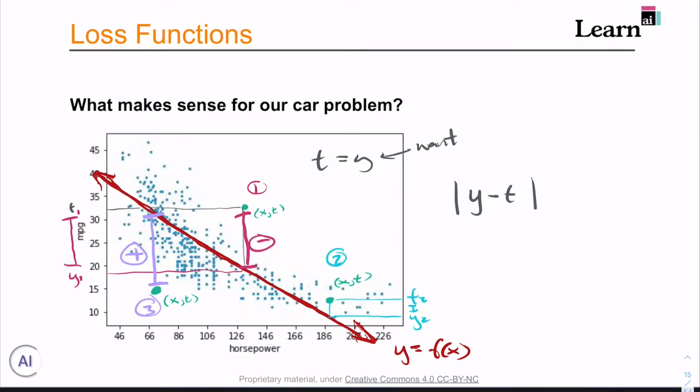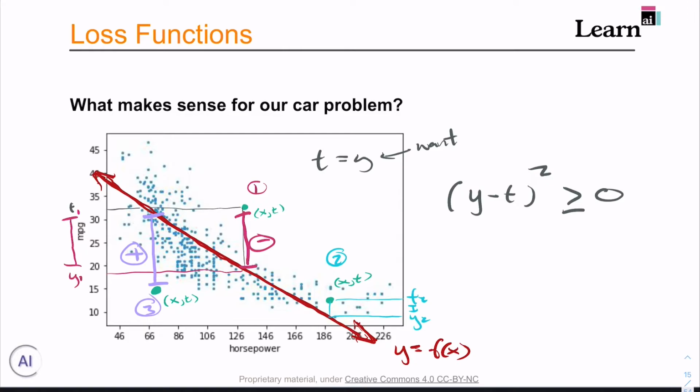You could put absolute value signs, right? Because then both of these would be positive. The y minus t for 1 and the y minus t for 3 would both be positive, right? If we do absolute value. This is not what we're doing today. What we're doing today instead is we're going to square this, right? Which does the same thing, right? Like, squared y minus t is still always greater than or equal to 0, right?